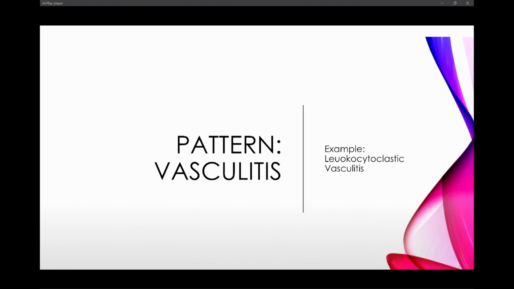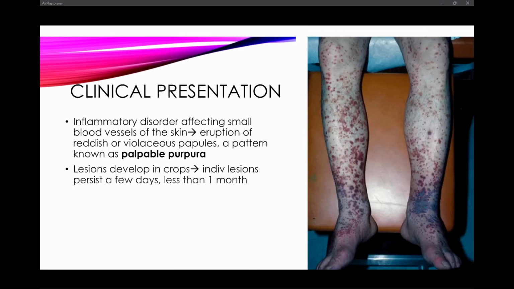Next one is called vasculitis, and the example is leukocytoclastic vasculitis. So clinical presentation, this is, again, an inflammatory disorder. These are all inflammatories. Small blood vessels of the skin. So all of these, this palpable purpura, it's palpable. What does that mean? You can feel it as you put your fingers over it. You're going to feel all these little bumps from the skin.